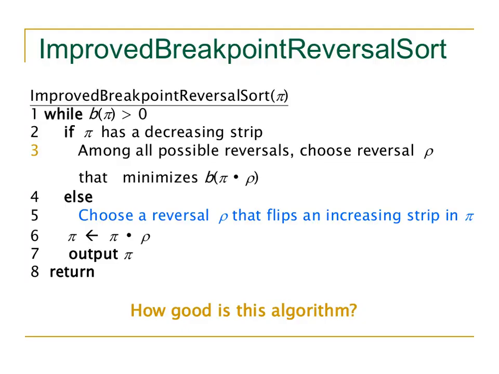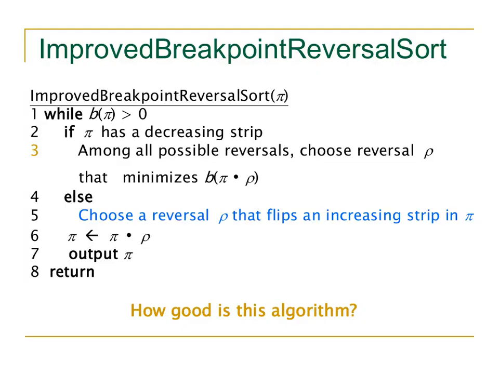Building on that example, here's an outline of the improved breakpoint reversal sort. We begin with a permutation pi and repeat the following steps, as long as pi still has breakpoints. First, if pi contains a decreasing strip, we examine every possible reversal and pick the one that reduces the breakpoint count the most. If there's no decreasing strip, we instead choose a reversal that flips an increasing strip. We then apply the chosen reversal, update pi, and output the new permutation. This loop continues until all breakpoints are eliminated.